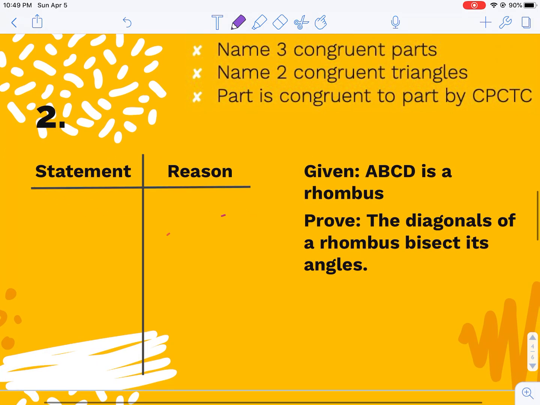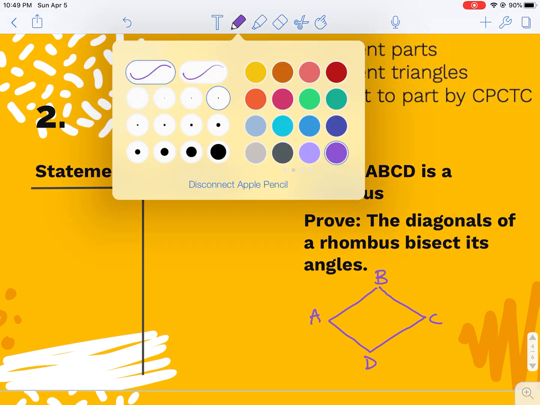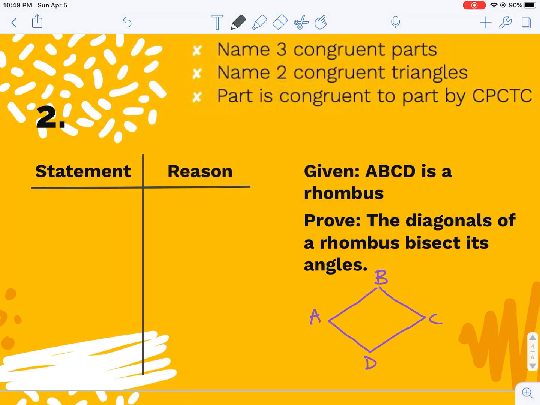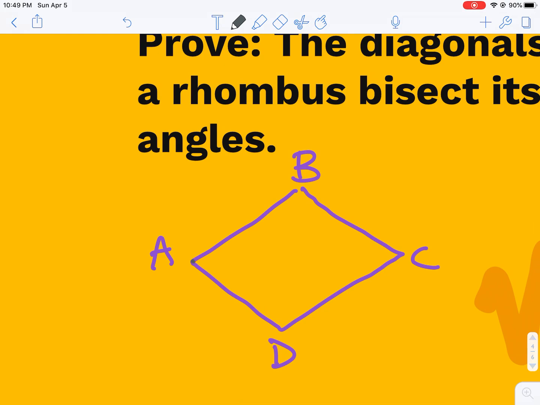Right, on this next one, all I'm told is ABCD is a rhombus. So I'm going to draw a rhombus. And remember, the definition of a rhombus is that it's a parallelogram with all sides congruent. I'm asked to prove that the diagonals bisect the angles. So I'm going to draw a diagonal in. If that's a bisector, then angle 1 and angle 2 have to be congruent. So we're going to try to prove that they're congruent by CPCTC.